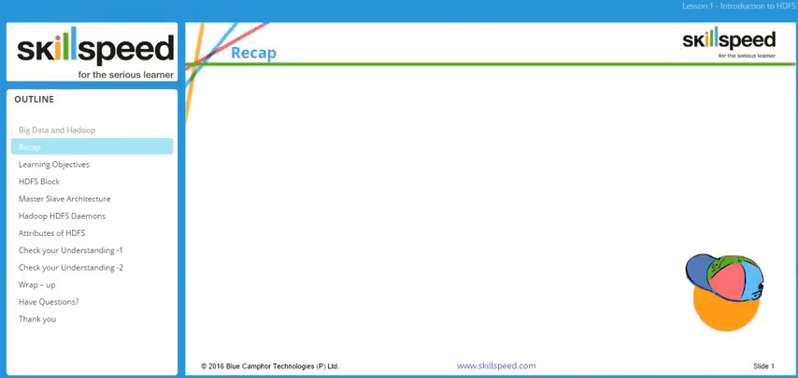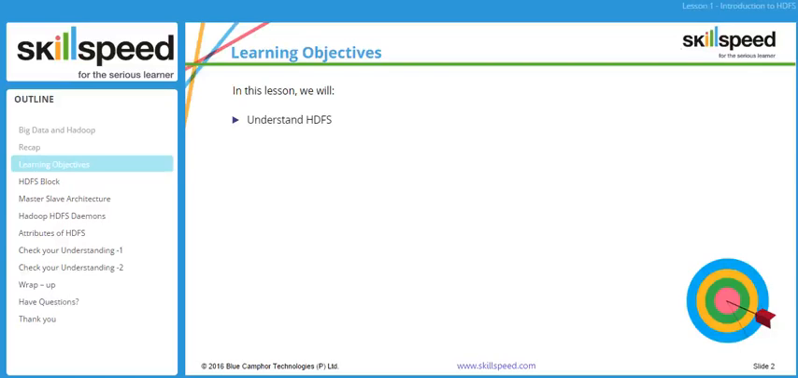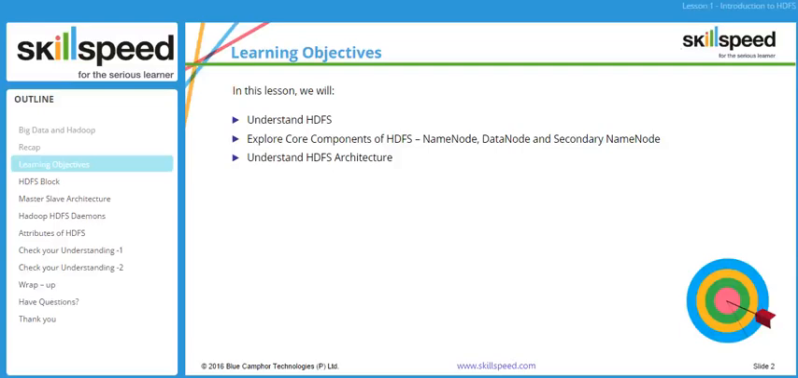So in the previous module, we learned how to install the Hadoop ecosystem tools such as Pig, Hive, HBase, Sqoop, Flume, Oozie, and also we went through a step-by-step installation of the Hadoop distribution itself. So in this particular lesson, we'll be understanding the Hadoop distributed file system. We'll explore the core components of HDFS such as NameNode, DataNode, and secondary NameNode, and we will have a look at the architecture as well.